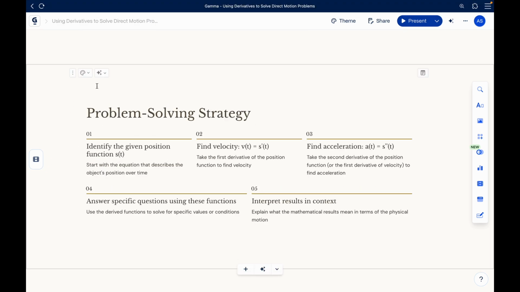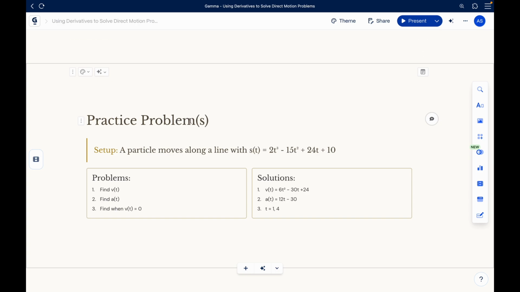Here is a quick problem-solving strategy. First, identify the given position function, then find velocity and find acceleration, then answer the specific questions that are given and interpret these results in context. Here is a practice problem, and the reason I put an s at the end is because it has multiple parts, but we can also call it just one problem. So the solutions are on the right, and the problems are on the left.